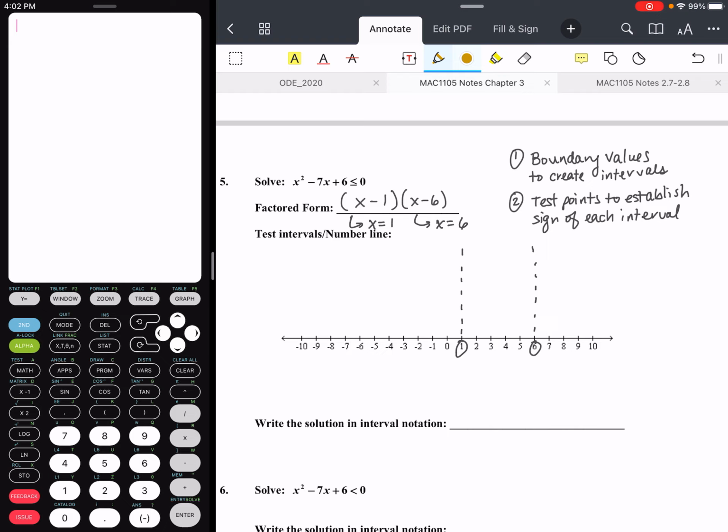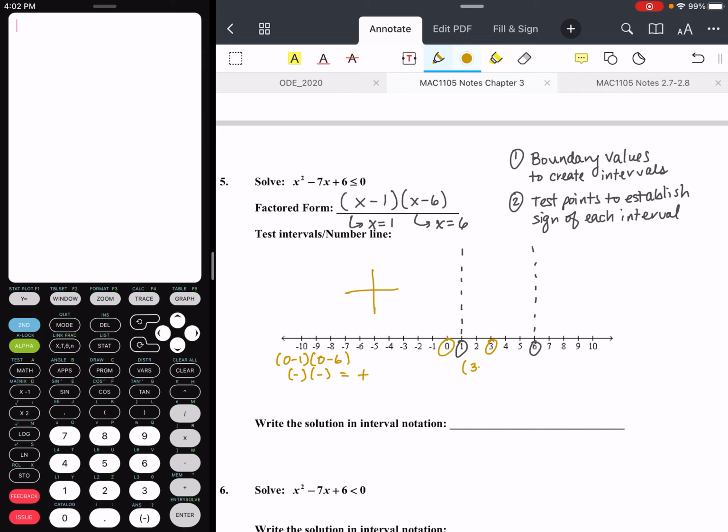So for this far left interval, I'm going to go ahead and use 0 as my test point. And I'm going to use that factored form to plug in. So 0 minus 1 times 0 minus 6. This would be a negative times a negative, which multiplies to a positive. So according to this, as long as everything I've done is correct so far, any test point to the left of 1 that I plug in should produce a positive result. All right, in this middle interval, I'll pick 3. Just any of those values would be fine.